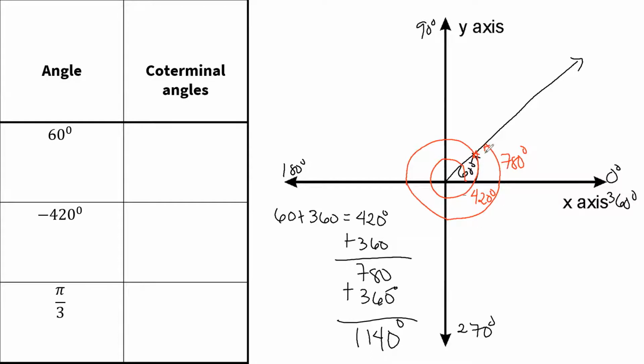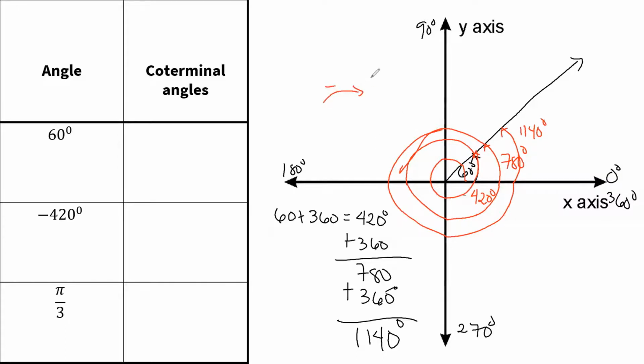So we have now 780. Continue the rotation, so plus 30. So this is 810. This is 900. This is 990. This is 1,080 plus 60. That is 1,140 degrees. Okay, how about if the rotation is clockwise?